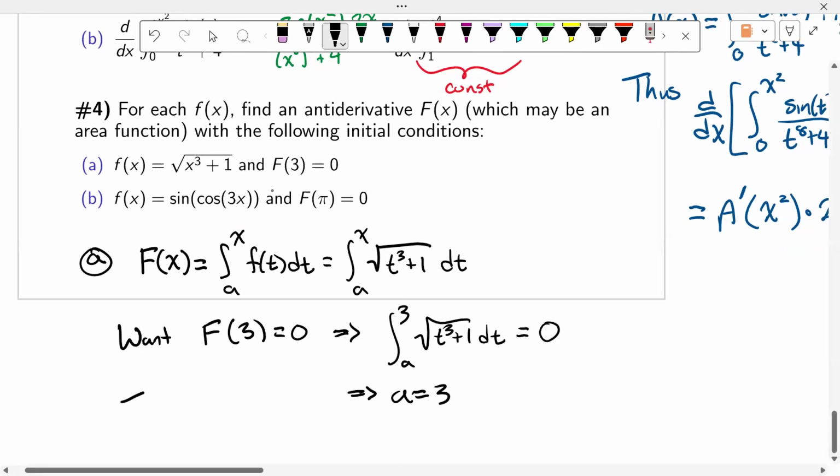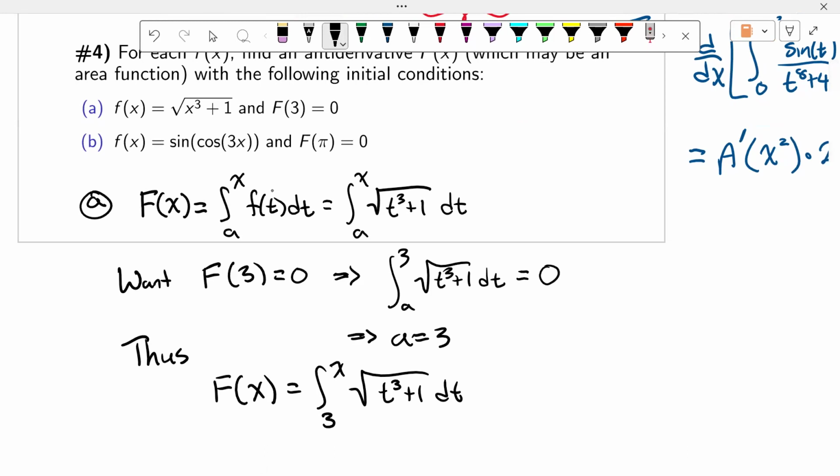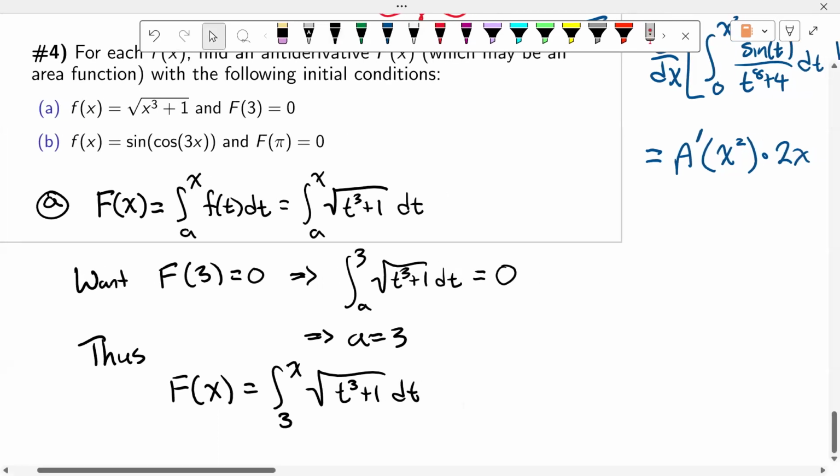And so, thus, this function I was looking for is simply the integral from 3 to x of t cubed plus 1 dt. How's that look? I mean, these questions are kind of weird, aren't they? I mean, they're just not like the other problems we've done. We could do something similar for part B.